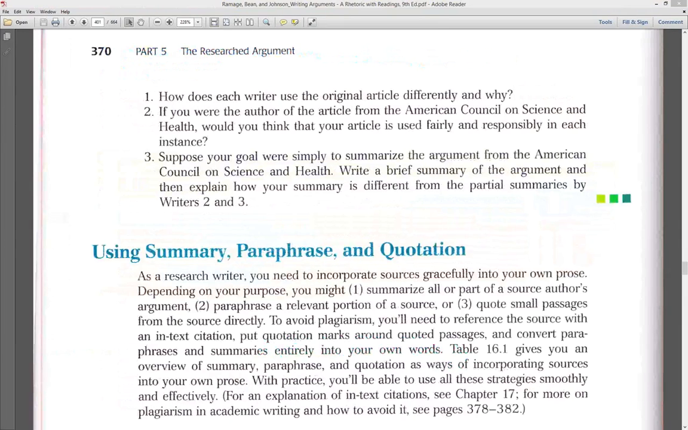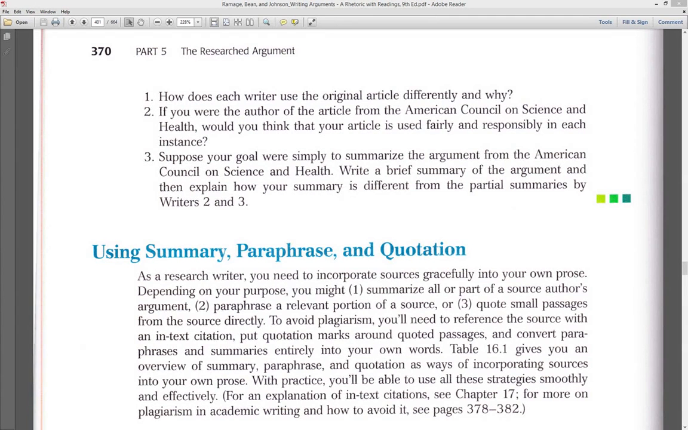Our second question asks us, if you were the author of the article from the American Council on Science and Health, would you think that your article is used fairly and responsibly in each instance? Students' answers on this front may differ a bit. Now, the first thing you should ask yourself is whether any of these authors have plagiarized the original source. And the answer is no. They have all cited the original source and given the original source credit for its ideas. So they haven't been unfair in that respect.